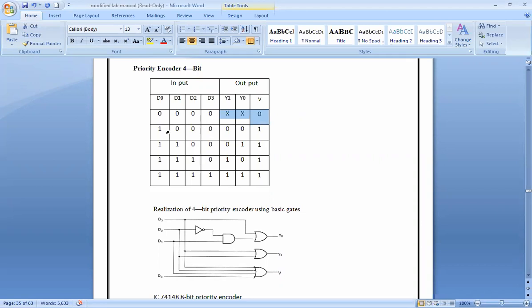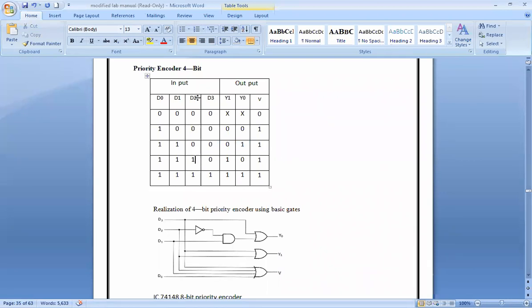Now let us see this case. Here only D naught is turning high, which gives me in binary form 0, 0. Next, you see here, D1 is also on, D naught is also on. But in this case, D1 has higher priority than D naught. So D naught is not considered, only D1 is considered. So the binary equivalent is what? 0, 1. Any doubts? No, sir. And the output is also valid.